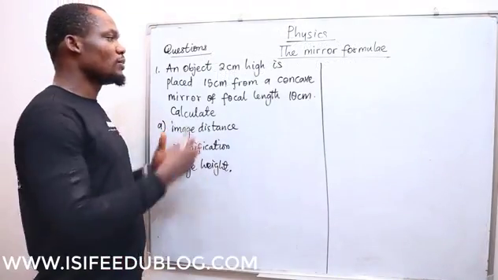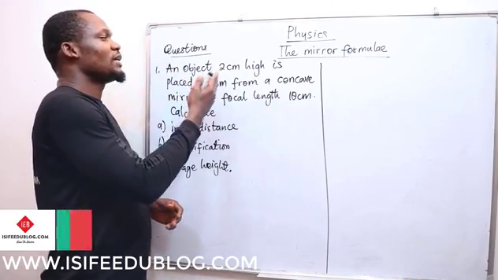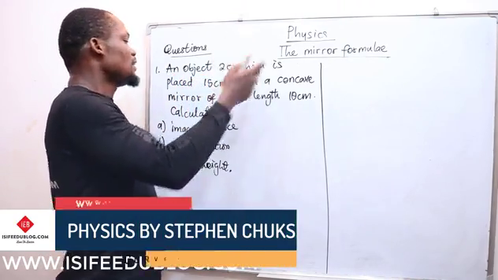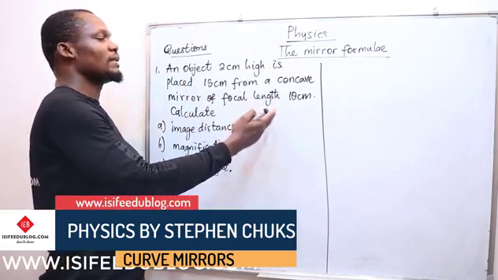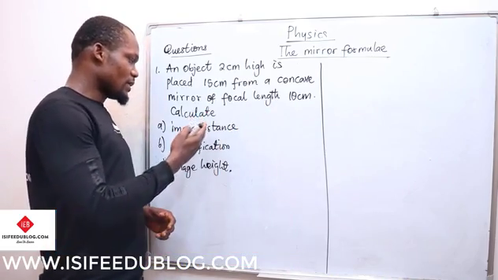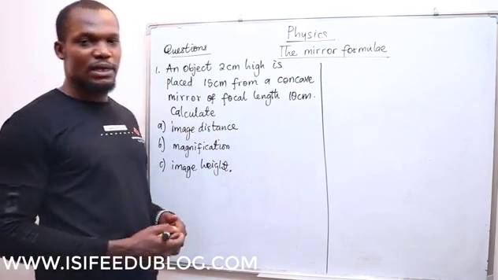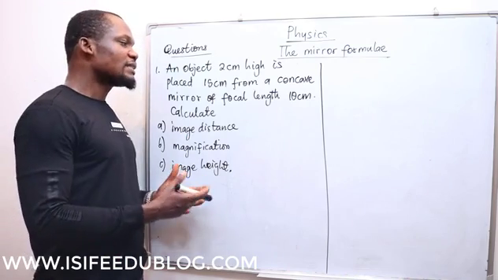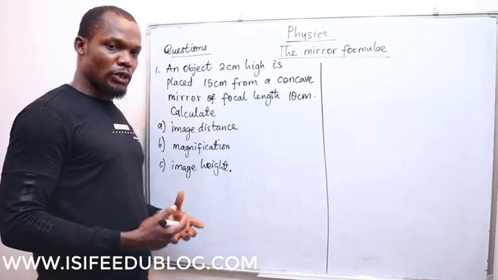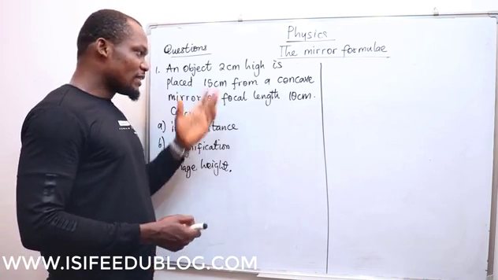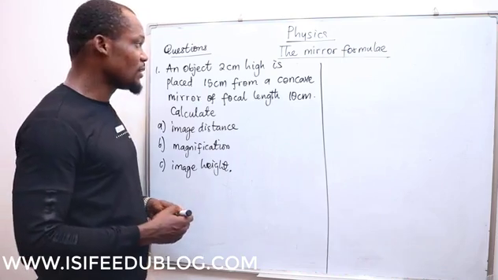Okay, we take a look at this beautiful question from JAM. An object 2 cm high is placed 15 cm from a concave mirror of focal length 10 cm. Calculate the image distance, magnification, and the image height. Now, in this type of question, the diagrams we did earlier become important. We can solve these questions with just the diagram. Let us take a look at this.